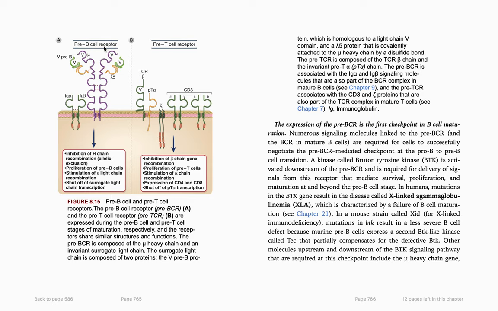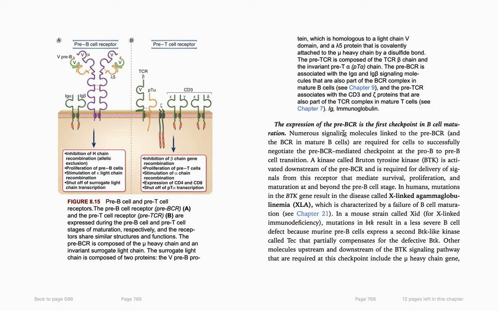So pre-B cell receptor, you see they have in mu: inhibition of H chain recombination, allelic exclusion, proliferation of pre-B cell, stimulation of kappa light chain recombination, shut off surrogate light chain. Then we have pre-T cells: inhibition of beta chain gene recombination, proliferation of pre-T cells, stimulation of alpha chain recombination, expresses CD4, CD8, shut off pre-T alpha transcription. So pre-B and B cells, those are structure.